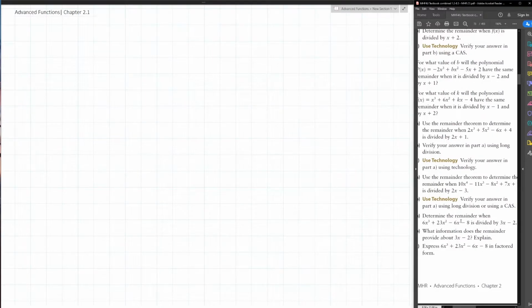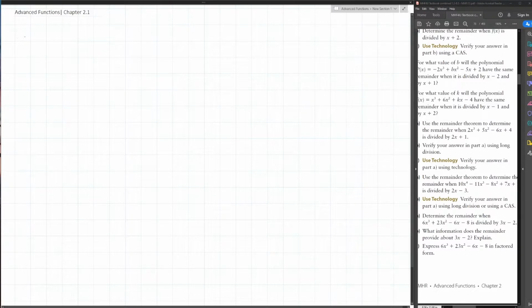So first of all, we can easily find the remainder using the remainder theorem, so we don't have to go through long division. What we know is p of x is equal to our function 6x cubed plus 23x squared minus 6x minus 8. It is also very important to say let p of x equal that. Now, since we have our function, what we could do is find the a and b values, which in our case a is equal to 3 and b is equal to 2.